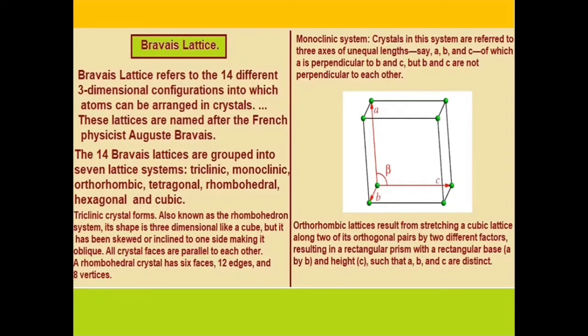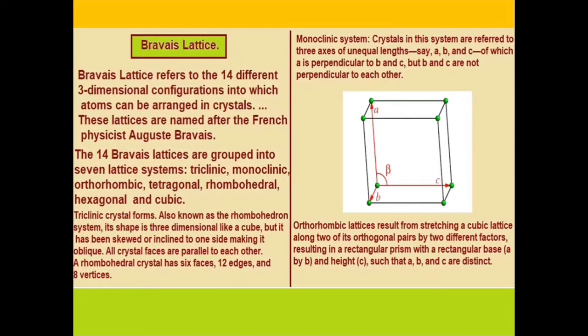Crystals in this monoclinic system are referred to 3 axes of unequal lengths, say A, B, and C, of which A is perpendicular to B and C. But B and C are not perpendicular to each other, as you are observing in this diagram.